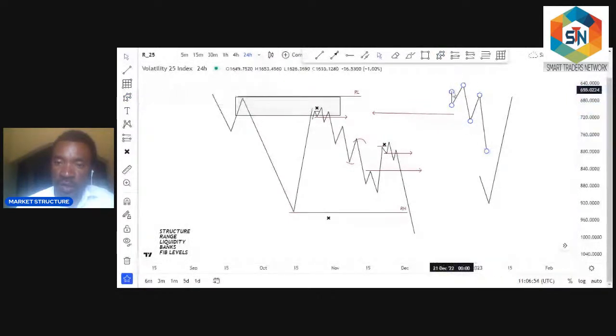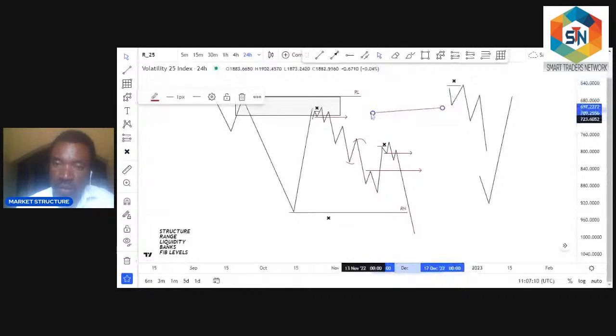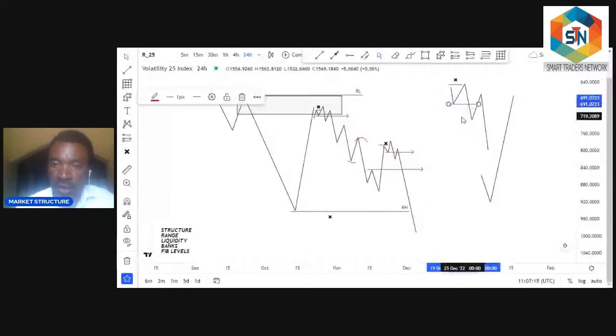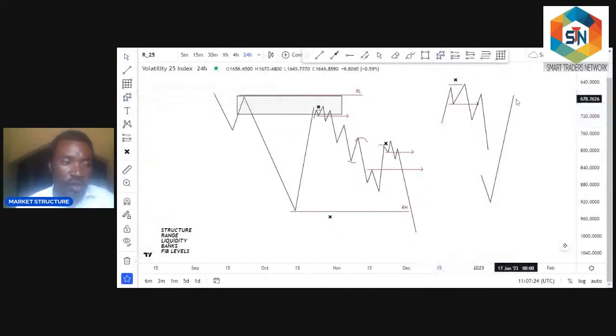So price comes, gives you a sweep of liquidity around that zone. Price sweeps that low that was created, and then that move comes to break structure, breaks the previous high. So once the high has been broken, then you can just look to get an entry. So you get an entry from this place, you get an entry from here, then you can go down.